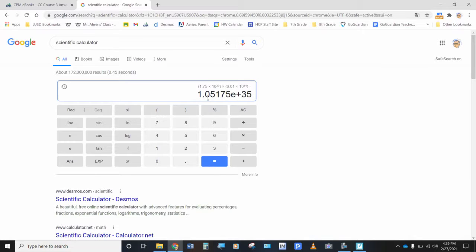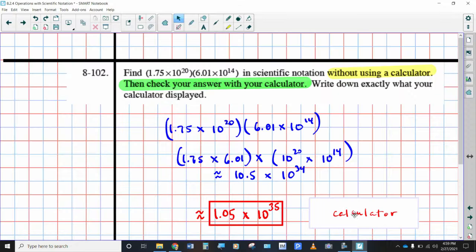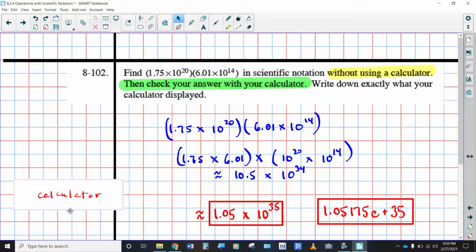We get 1.05175 with an exponent for your power of 10. That is, oh, I bet that means positive 35. If it was a negative exponent, it would show minus 35. So it's a positive 35 exponent. So let's take a look. Is that what I showed right there? Yeah, that's what we got right there. So notice I had rounded this off, so that's why it's 1.05 instead of 1.05175. So that would be the exact answer for this particular problem.